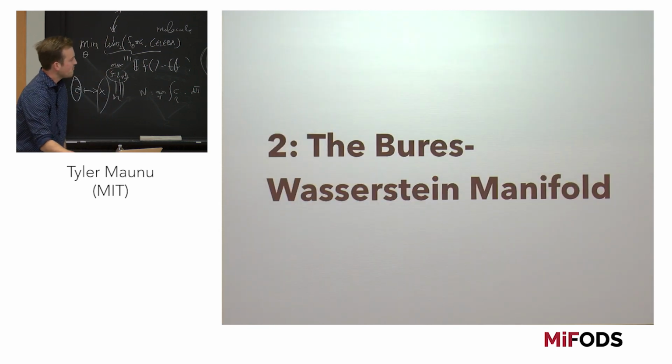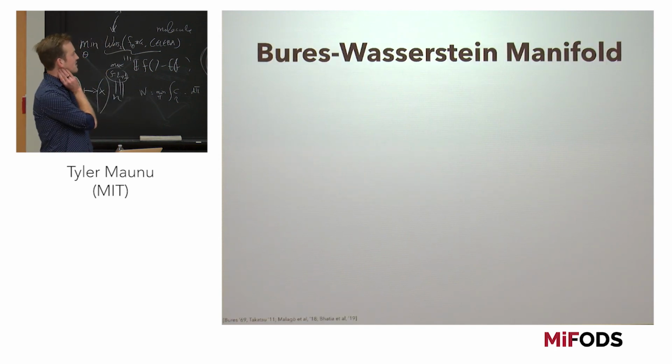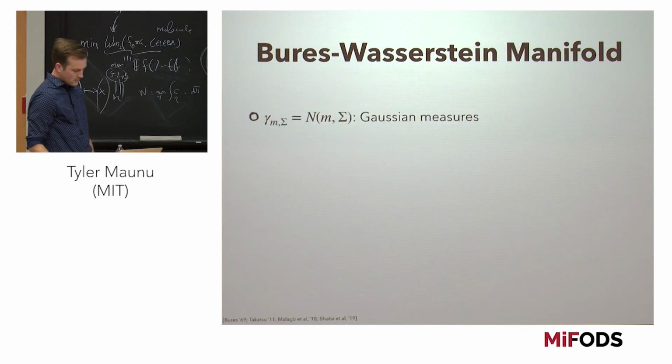OK, and to make matters simpler for us, we're going to restrict to a subset of Wasserstein space that's a bit easier to deal with. And this is the Bures-Wasserstein Manifold. First of all, this is essentially the restriction of Wasserstein space to just Gaussian measures. So gamma, m, sigma is going to be the Gaussian distribution with mean m and covariance matrix sigma.